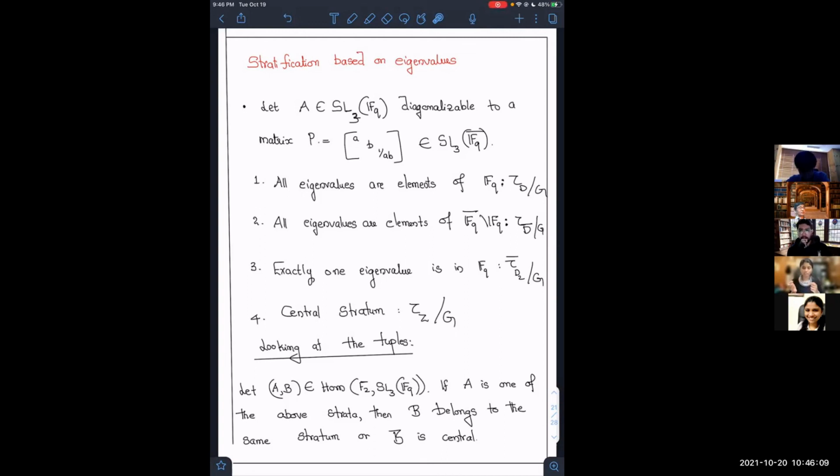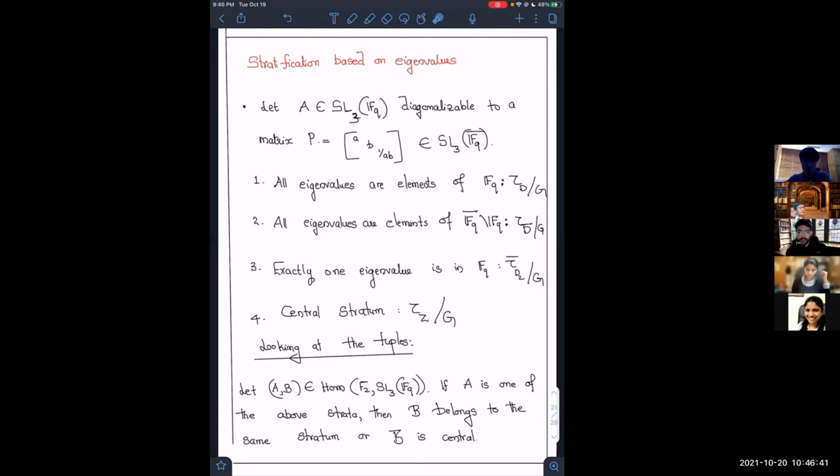So in order to count those, I want to have some system to count the representatives, and we try to do it in a way that makes it easy. The one natural way in this case is to look at the stabilizer. So there could be three types of cases, because the stabilizer is completely dependent on the type of eigenvalues of these matrices.